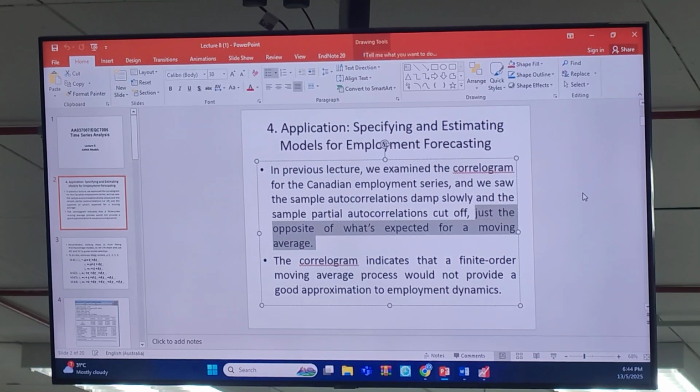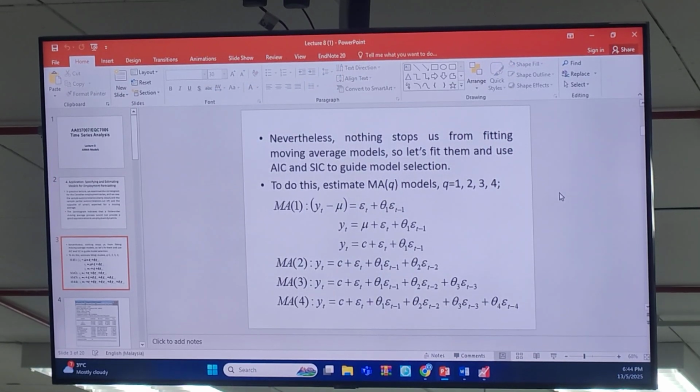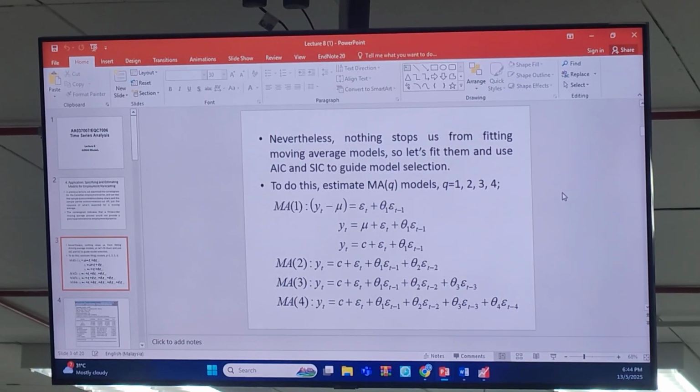Okay, so it doesn't seem to be moving average. Instead, it's more towards AR. Nevertheless, nothing stops us, so we can try this for this example. We will explore all models and see the comparison. Although based on the graph, it suggests autoregressive, order 2, AR2, we try this just to make a comparison. So we estimate the models as well, and then we compare.